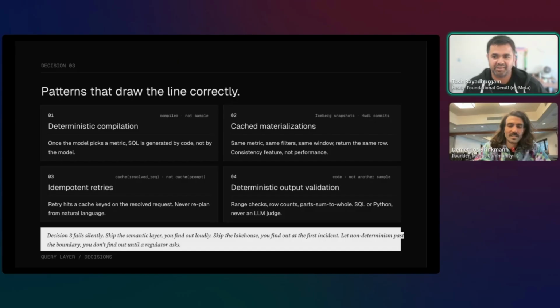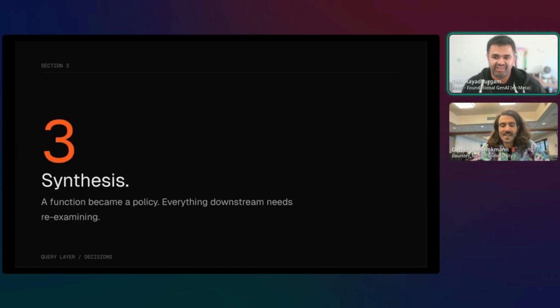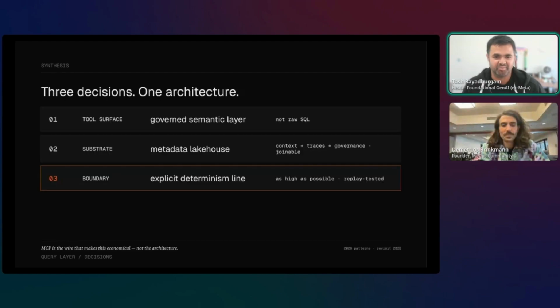I'll share this deck, but here are some patterns based on what I just mentioned, to help you draw the line correctly. Finally, let me skip over the synthesis. But there are three takeaways, right? One, run the replay test. Pick the questions your agent answers in production, ask each one 10 times maybe, and compare those numbers.